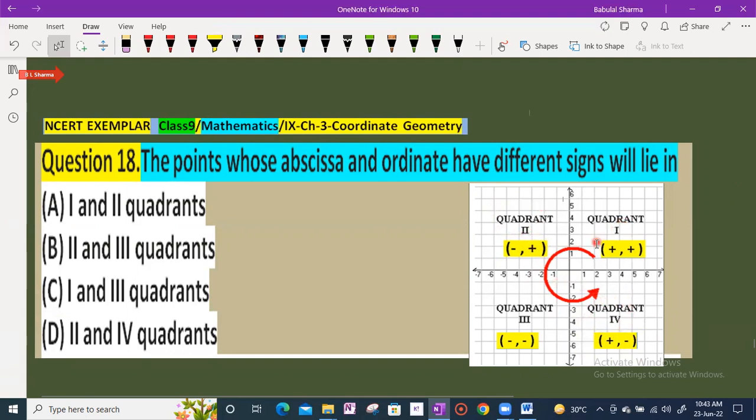You see, first quadrant में abscissa और ordinate के दोनों के same sign है. थर्ड क्वाड्रेंट में एब्सिसा और ऑर्डिनेट के दोनों के सेम साइन है. And the question asks: the points whose abscissa and ordinate have different sign will be in the second quadrant and in the fourth quadrant. So here B is the correct option.